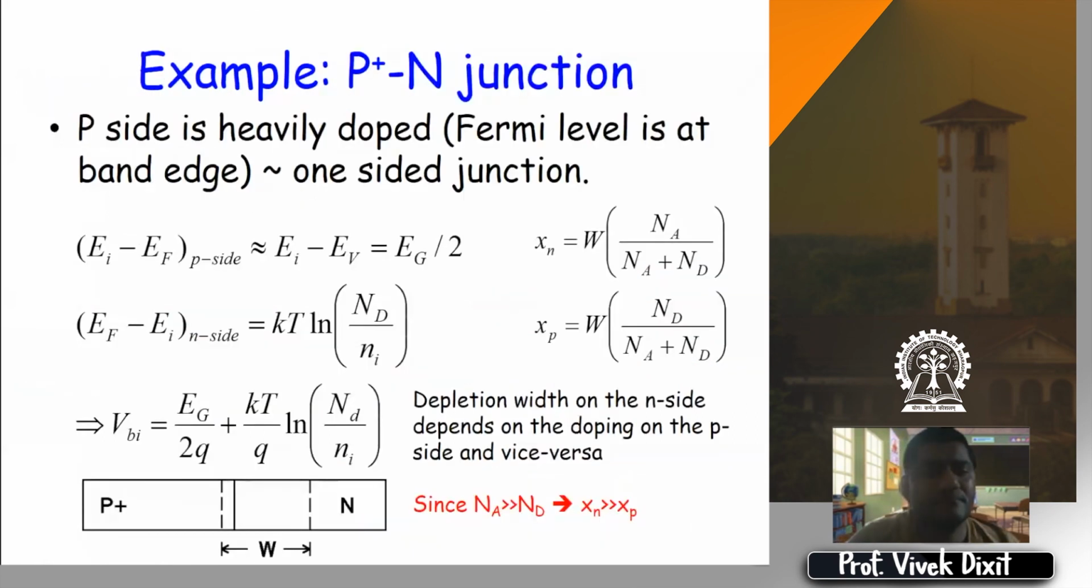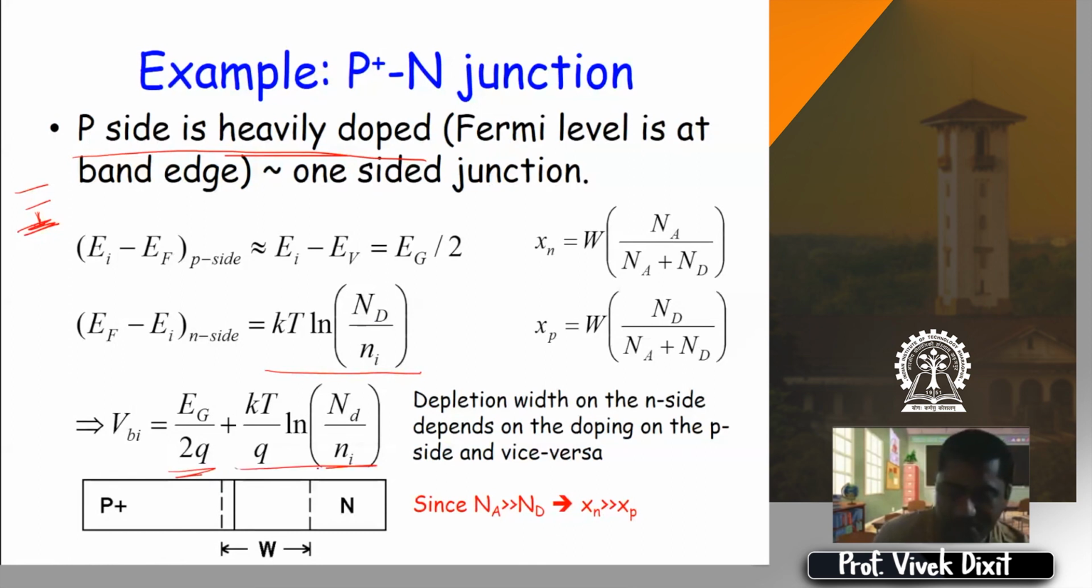Let us look at the one-sided junction. Let's say the P side is heavily doped, right? So if the P side is heavily doped, then the Fermi level will be at the valence band edge. So for the P side, this is basically half band gap. For the N side, of course, you can calculate because it's not heavily doped. So EF minus EI will be KT log ND by NI. So the total built-in potential will be half band gap plus KT by Q log ND by NI. And the depletion will be mostly on the side of the low doped material, and that low doped material is basically N here, right? So in N type, most of the depletion will occur here. You can calculate the ratio also. It will be very small.